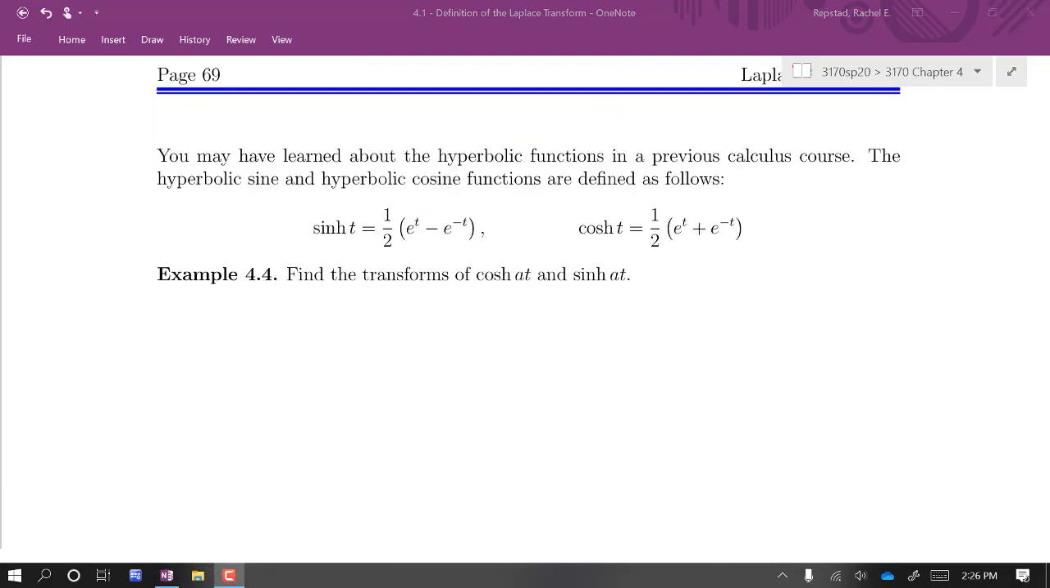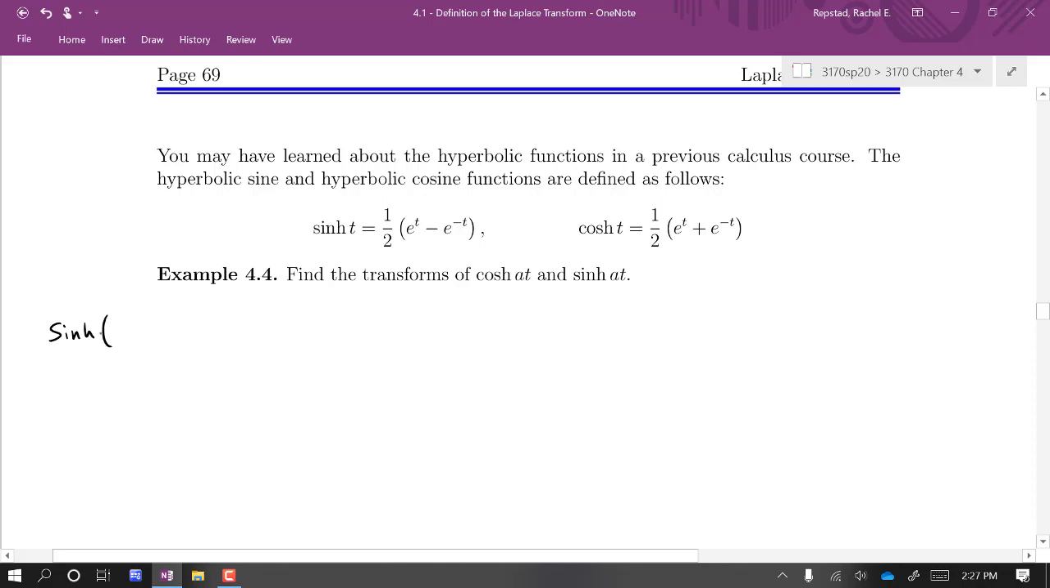All right, next we're going to find the transforms for the hyperbolic sine and hyperbolic cosine functions. You may have run into these in previous calculus courses. If not, they're just defined as follows in terms of these exponential functions. So we can use the linearity of the Laplace transform to get these. We don't have to do the whole integral. We'll start with hyperbolic sine.